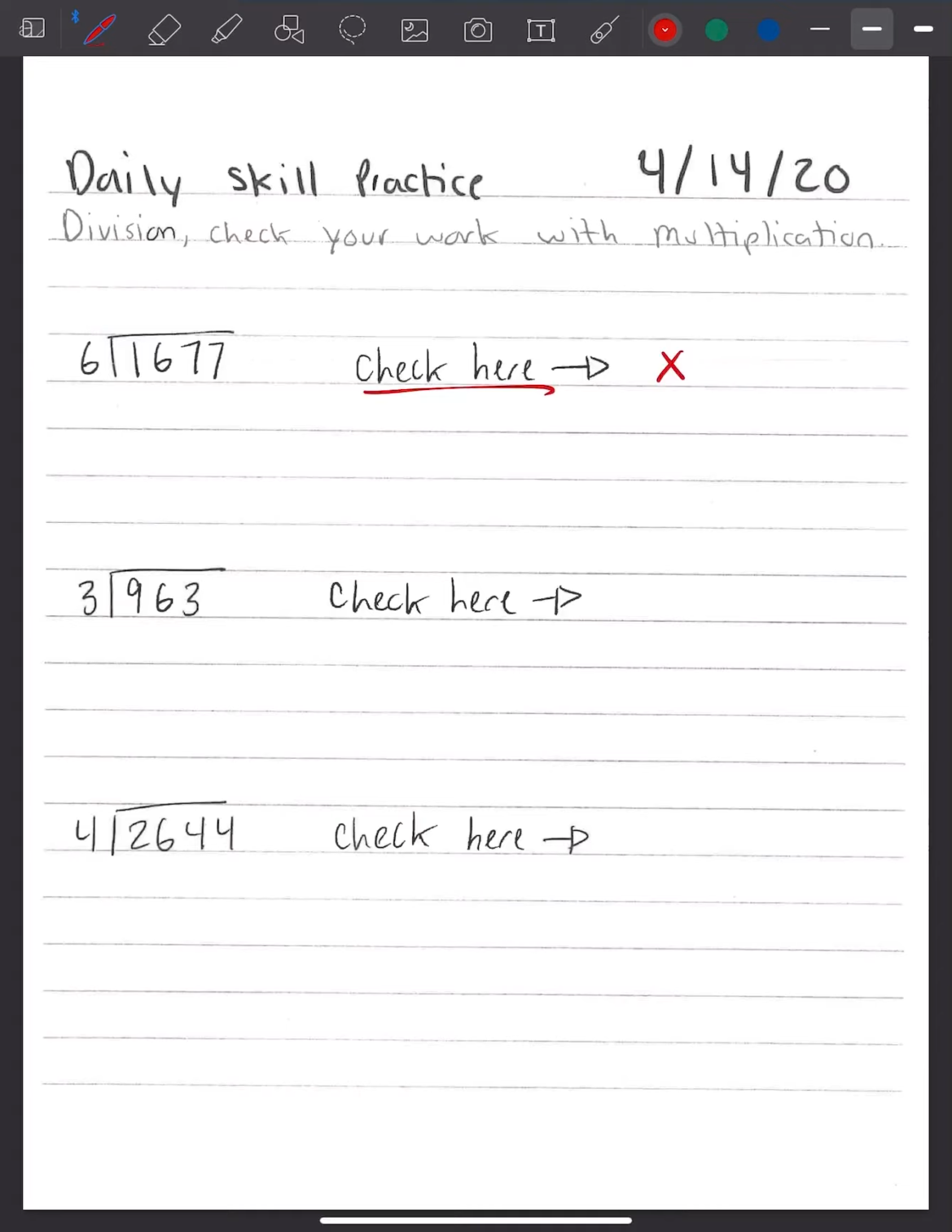And you might ask yourself, well, what am I multiplying? Remember, you're multiplying the 6 times your answer here, and you're supposed to get 1,677. If you don't get that as your answer, that means that you are dividing wrong. And that means you got to go back and fix it. All right? So this should take you another 10 to 15 minutes. You can pause the video while you're doing it, or you can come back whenever you are ready.